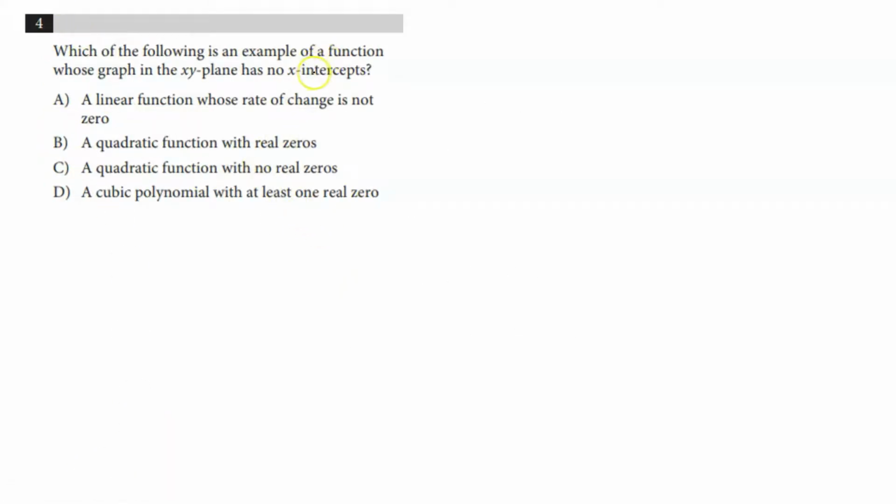Question 4. Which of the following is an example of a function whose graph in the xy plane has no x-intercepts? So no x-intercepts means it doesn't pass the x-axis like this. That's an x-intercept. So let's just look at each of these answer choices and try to either visualize or graph them and use process of elimination. So a linear function whose rate of change is not 0. That means it has some positive or negative slope.